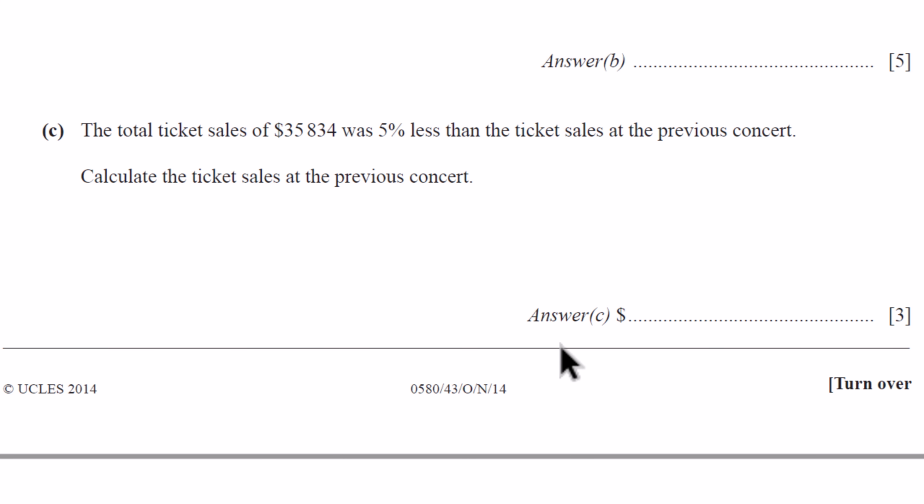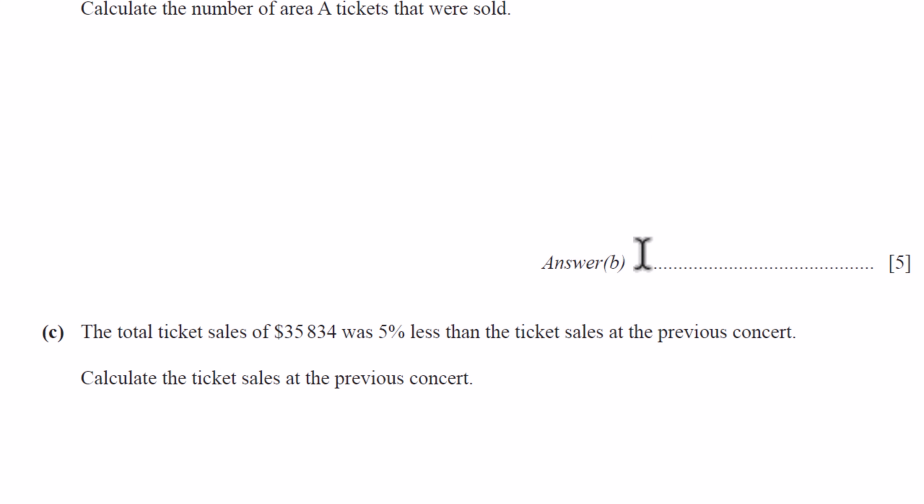This is the last question, the sixth question. It says the total ticket sales of this was 5% less than the ticket sales at the previous concert. Calculate the ticket sales at the previous. That is, if in this present concert we are talking about, they made this amount of money, but it was 5% less than the ticket sales at the previous. We can even quickly go ahead and calculate this, but then we'll be jumping the gun.